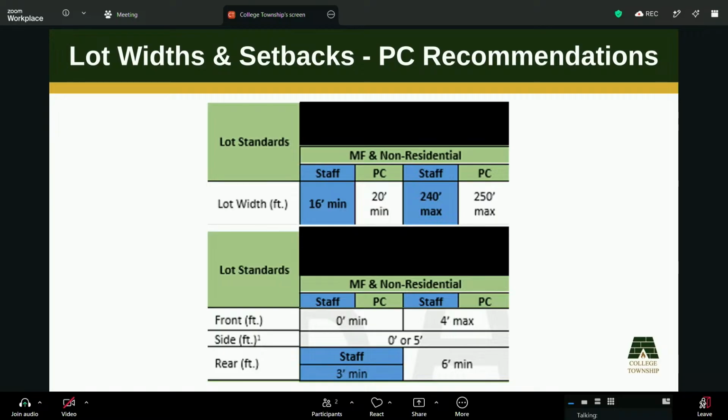So there are some differences between staff and PC? Yeah, a few. There are a few setbacks that were different, and the lot coverage is different as well. So, Gretchen, you want to take a stab at this one?